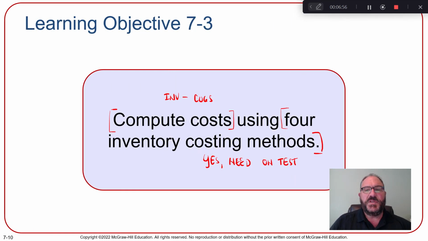All right, so now we're going to compute costs using 4 different inventory costing methods. And yes, you need to know it. It's going to be on the test for sure, 100%. You will see this on the test, okay?